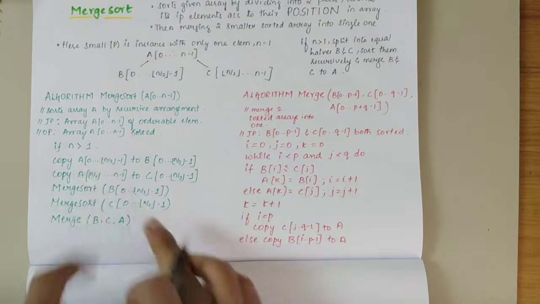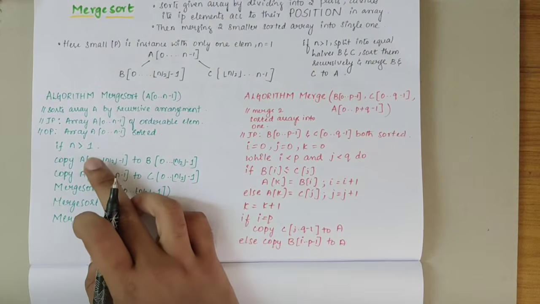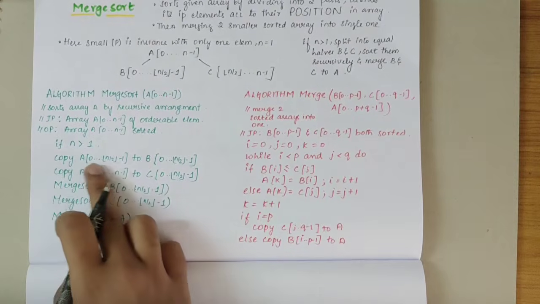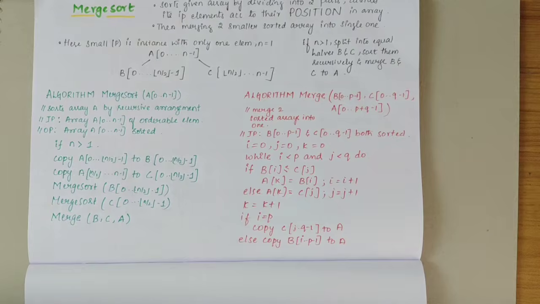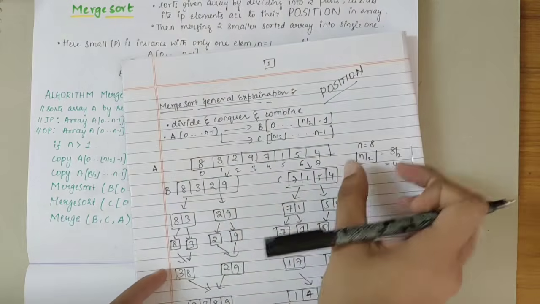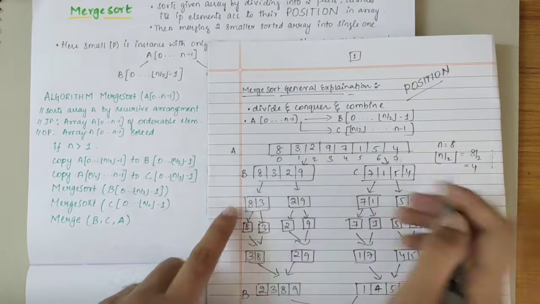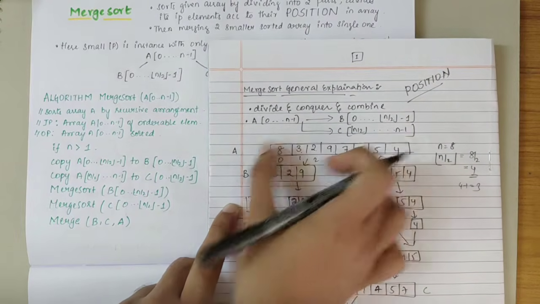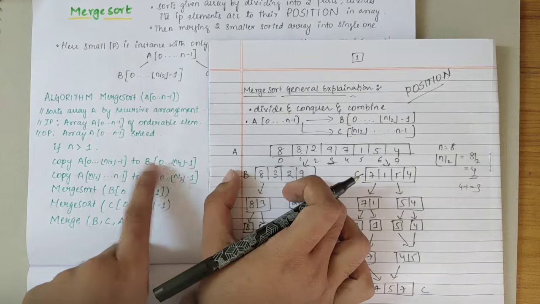So if n is greater than 1, all these steps are considered. Copy A of 0 to n by 2 minus 1. That's what we have done here, right? We did the floor division and copied 0 to n by 2 minus 1. Here 4 came, right? 4 minus 1 is 3. So from 0 to the third position, we have taken it, copied it, and pasted it to B.